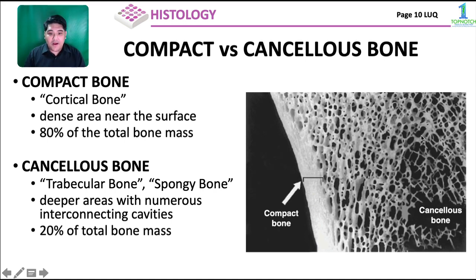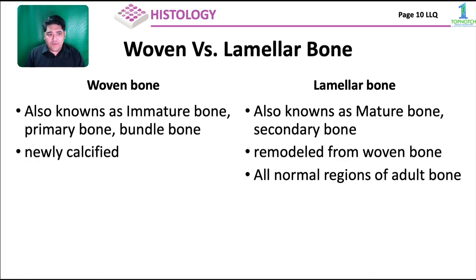And it's in the deeper areas of the bone with numerous interconnecting cavities. And since 80% is compact bone, the remaining 20% is your cancellous bone. Now, we have your woven versus lamellar bone. Woven bone, these are your immature bone. Other terms are primary bone, bundle bone.